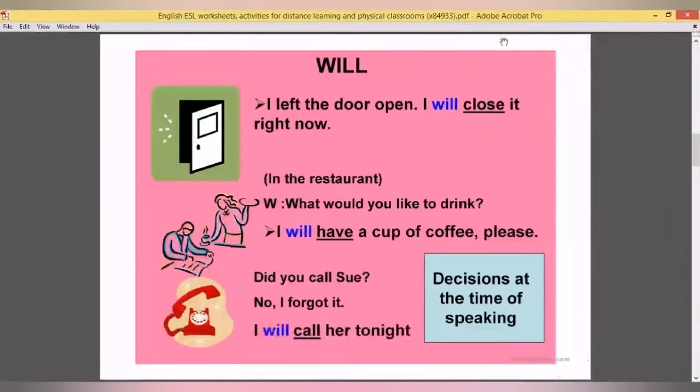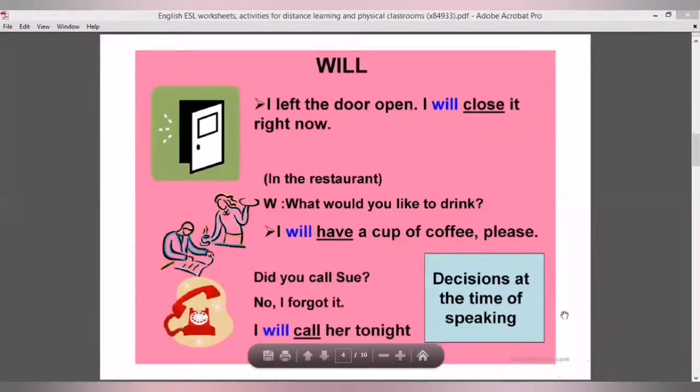Well, if you use the will construction that you know, it is about decisions at the time of speaking. I mean, you haven't planned for doing this. Like here in the restaurant, what would you like to drink? He or she says, I will have a cup of coffee. Decisions at the time of speaking.